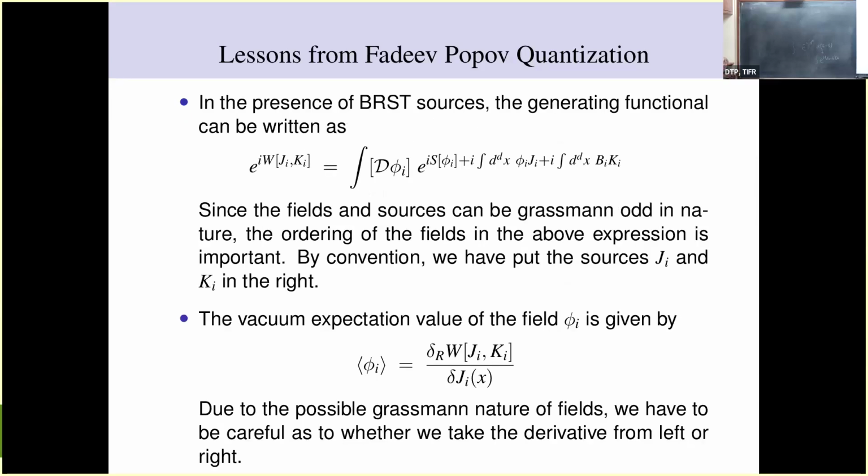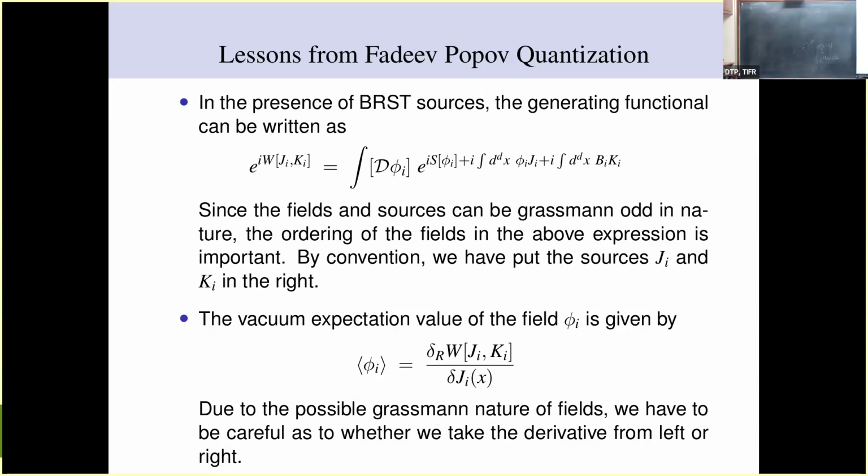In the presence of these BRST sources, we define the new generating functional. We have the original source J_i with phi I, and then we have included the term B_i K_i. Since the fields and sources can be Grassmann odd, the ordering of fields in this expression is important, and by convention we have put the sources J_i and K_i in a fixed position. So effectively, in terms of this new field, you linearize the transformation.